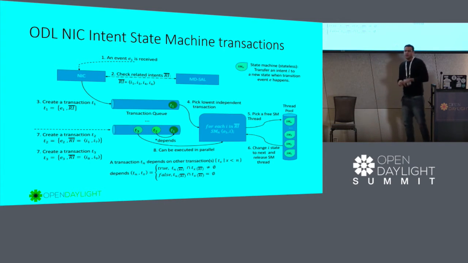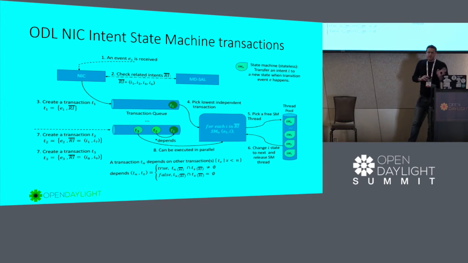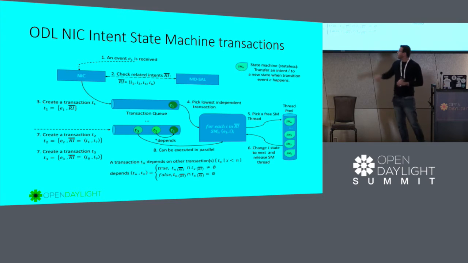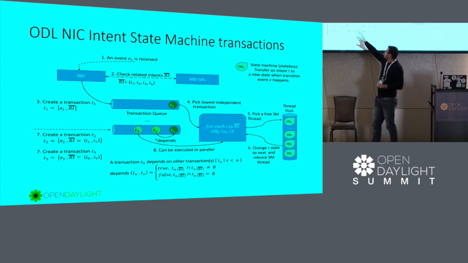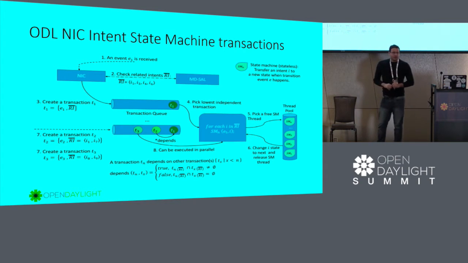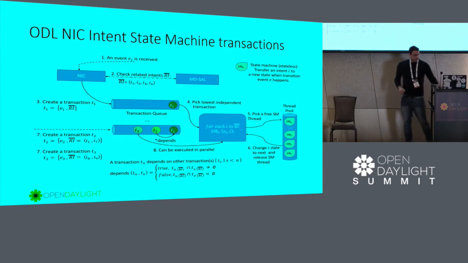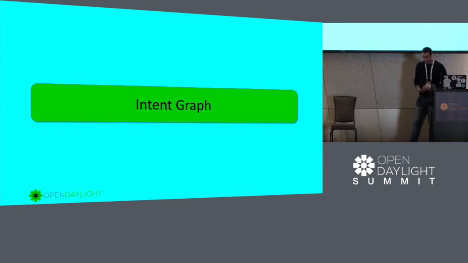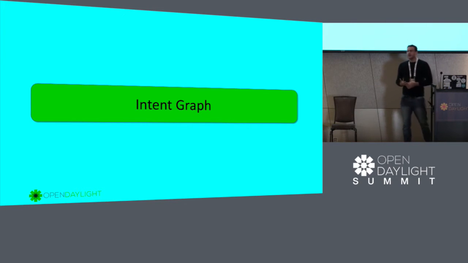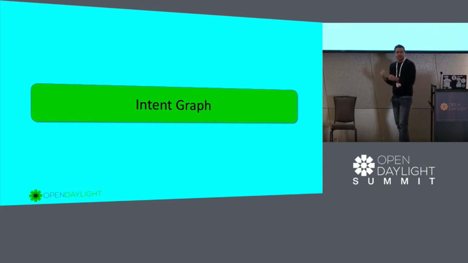But we can receive other events for other intents or other network behaviors. In this case, we should create a separate transaction, and these three transactions can be executed in parallel. Okay, now I'll talk about another great feature that we have in the NIC project. This is the Intent Graph.